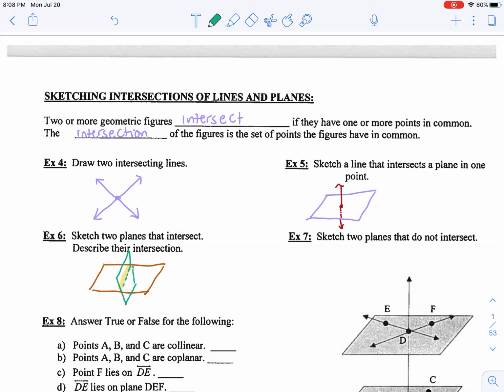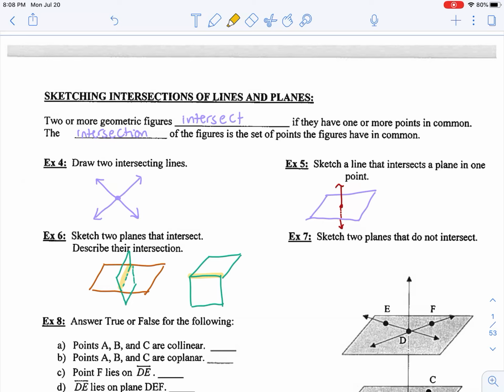Of course, we can always draw two planes that intersect and think of it as just a box as well, where that's the top of the box and then the side of the box, the lateral face of the box that's facing me. And this would be the line of intersection. So when two planes intersect, they intersect in a line.